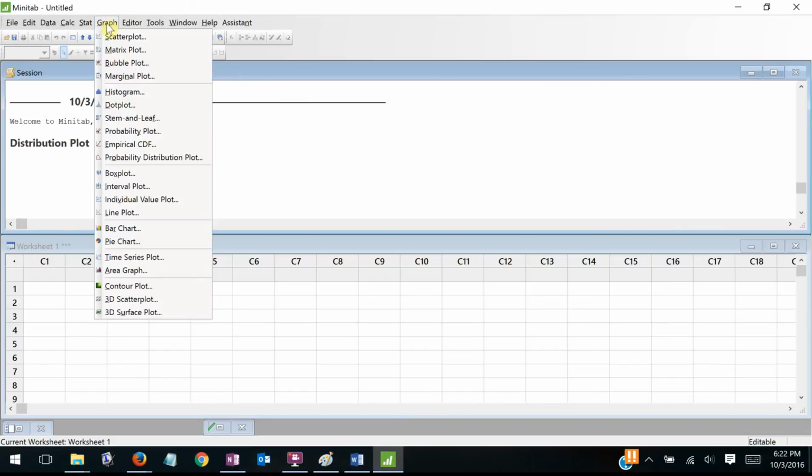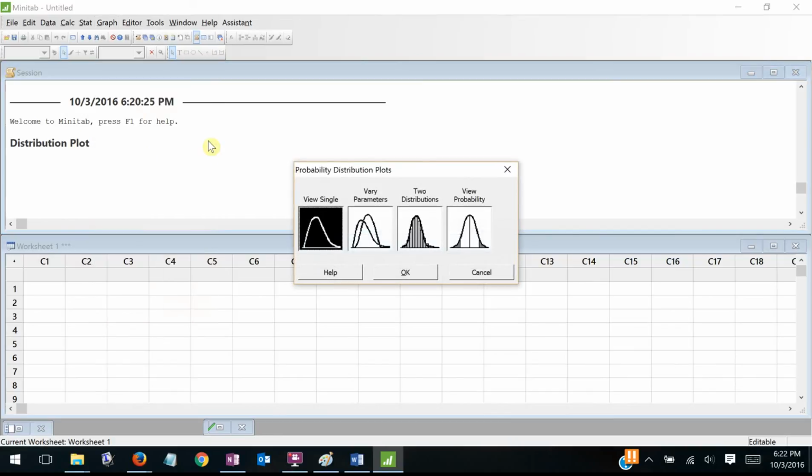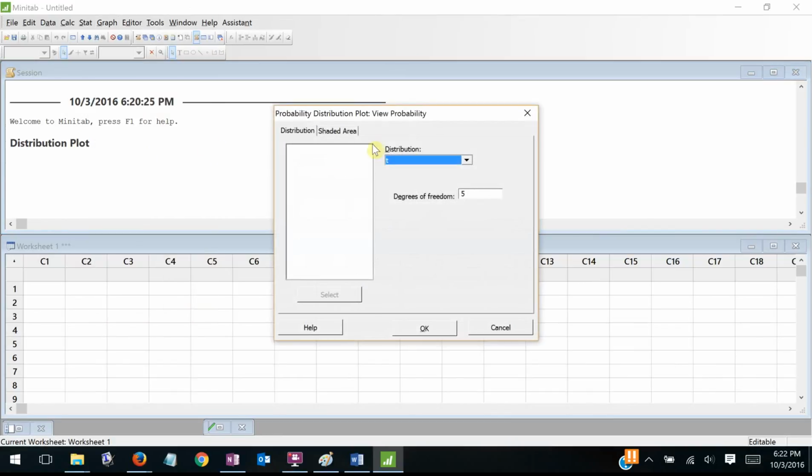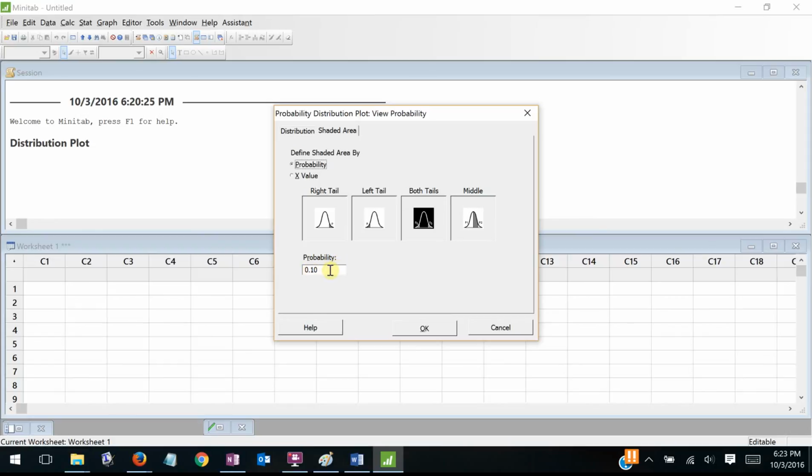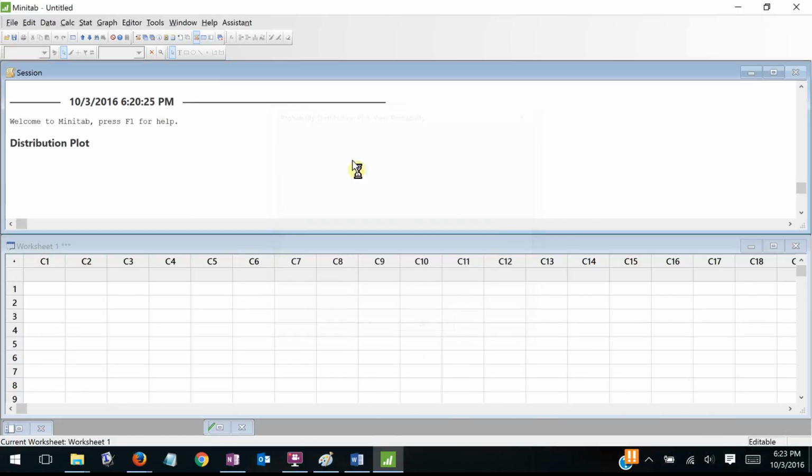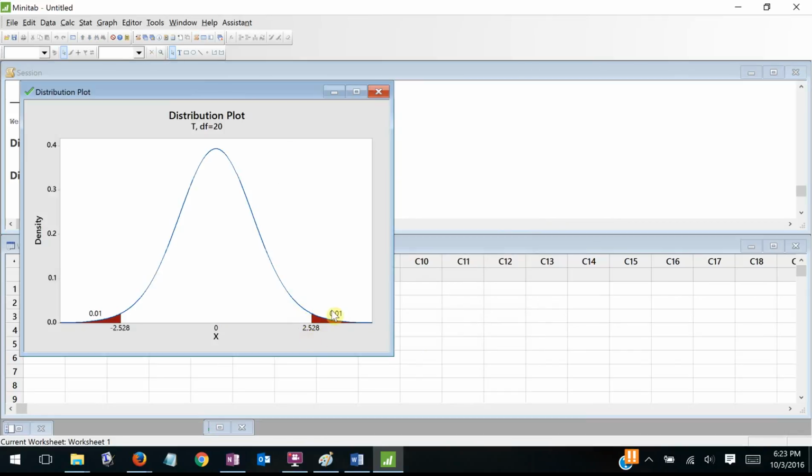So again, we go to Graph, Probability Distribution Plot, View Probability. We're going to click OK. I'm still doing T, but my degrees of freedom has changed to 20. The shaded area I want in my tails is going to be 2%, so 0.02. You could also do one tail at 1%. There are so many options on how you could do this, so don't be afraid to try something different from what I've just shown you. If I do both tails at 2%, I get 2.528.